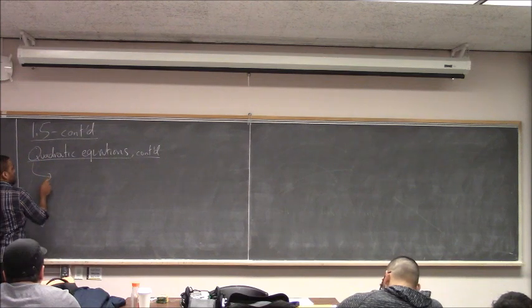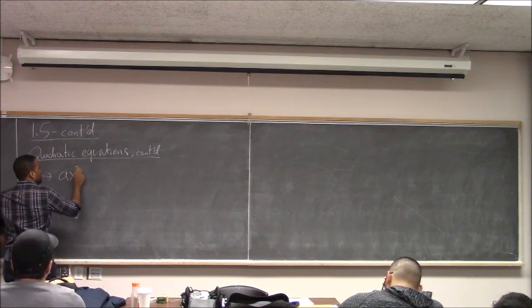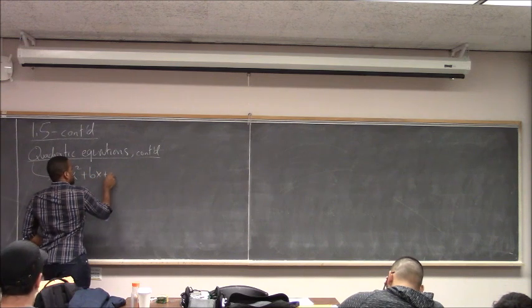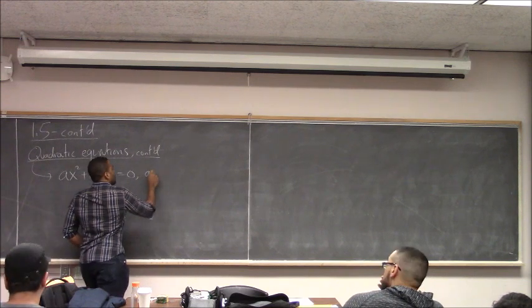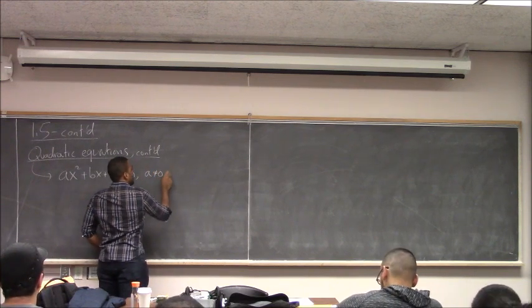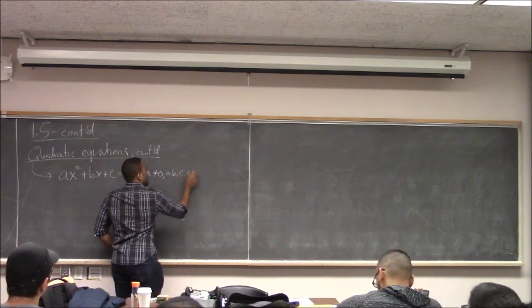So you might recall, this is just an equation of the form ax squared plus bx plus c equals 0, where a is not equal to 0, and a, b, c are constants.